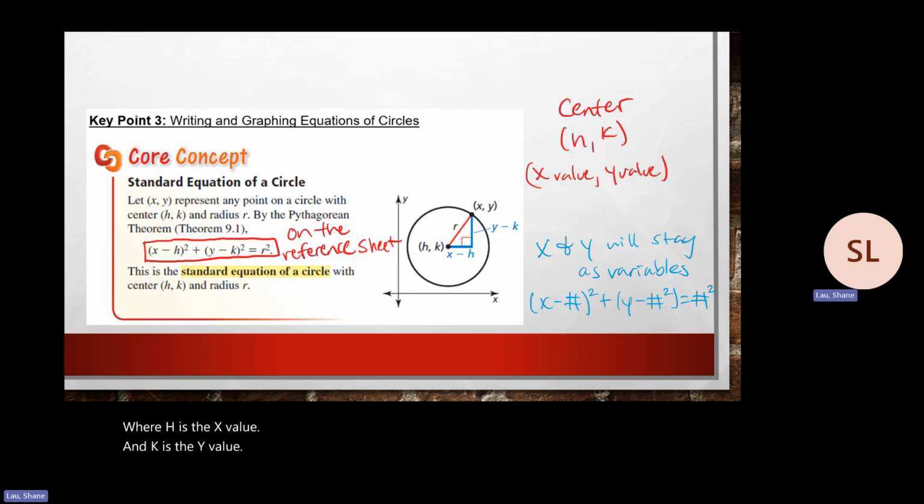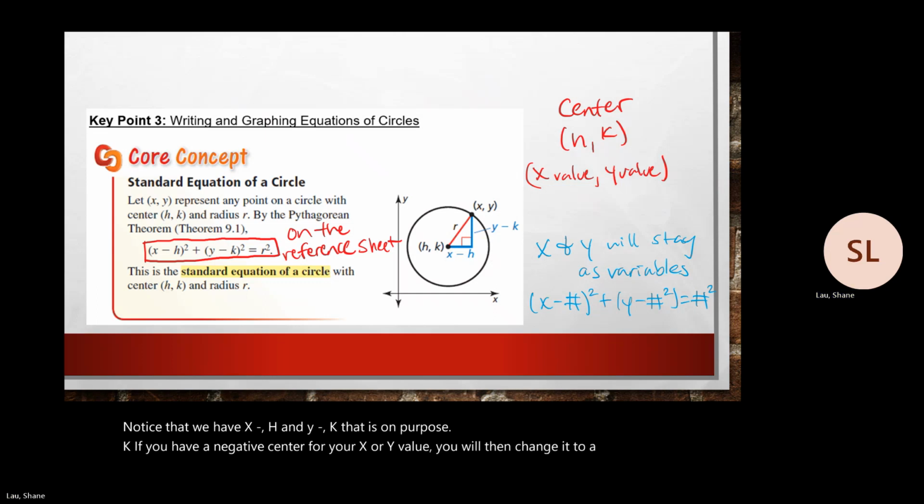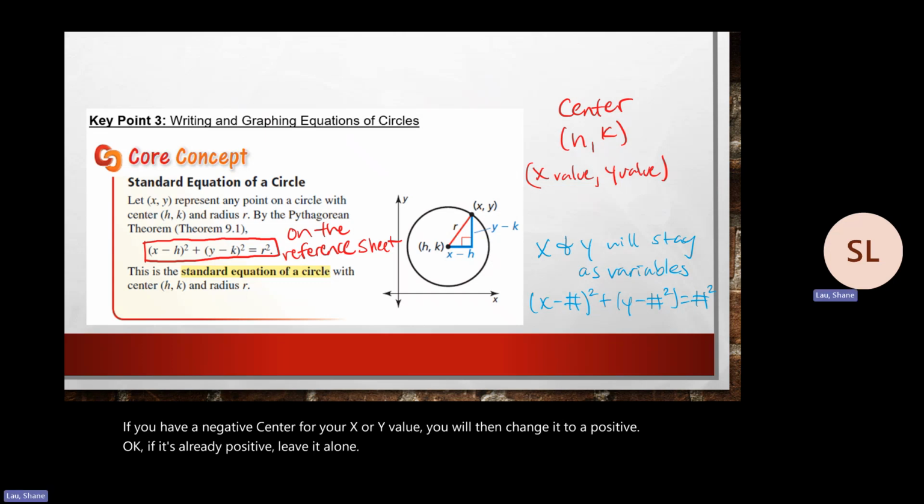Notice that we have X minus H and Y minus K. That is on purpose. If you have a negative center for your X or Y value, you will then change it to a positive. If it's already positive, leave it alone. There's no need. Just leave it alone.